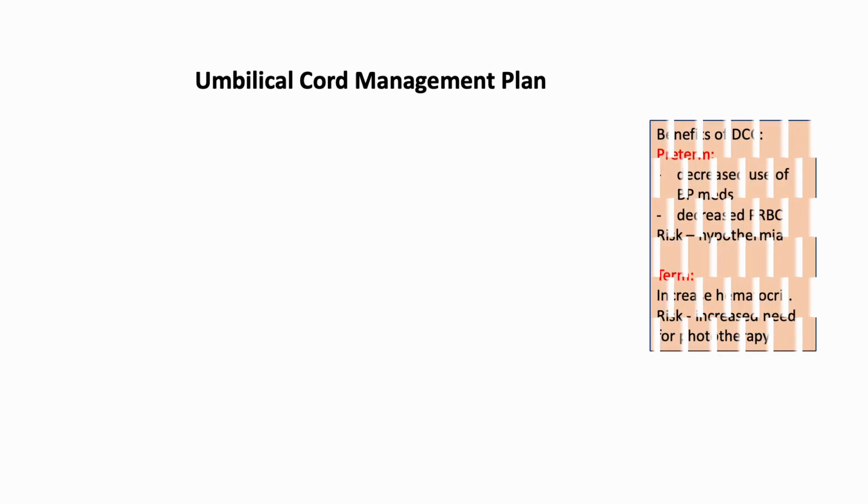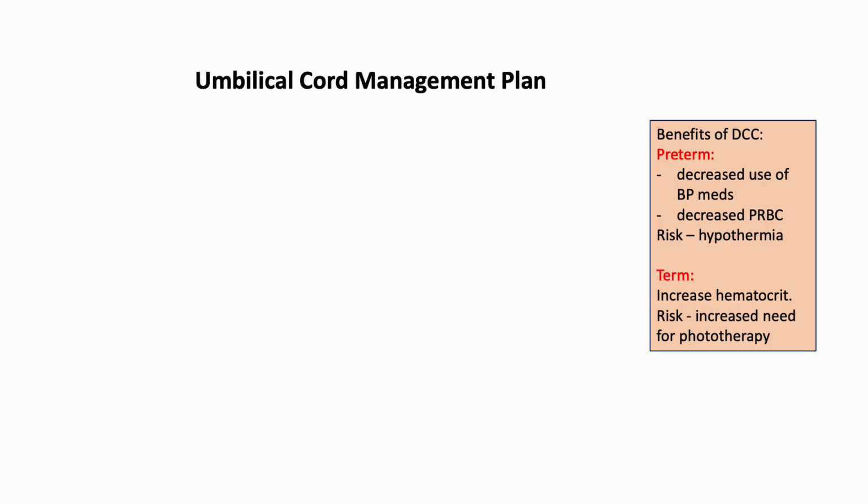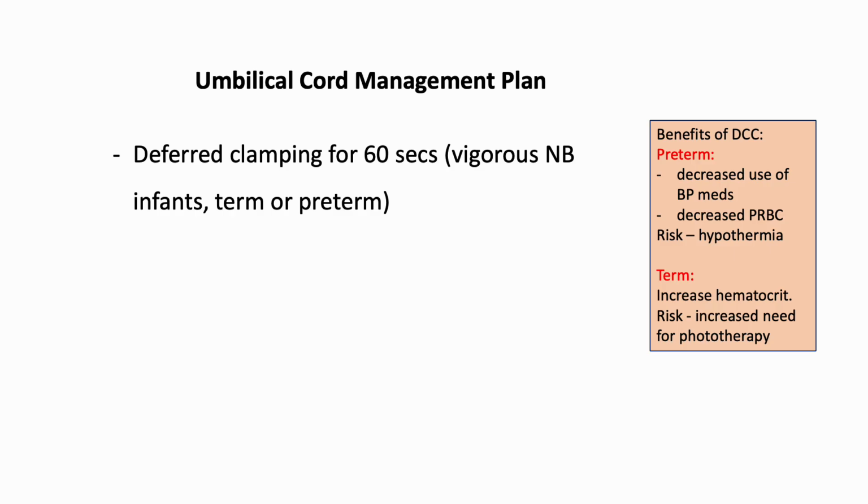First of all, why do we do that? The benefits in a preterm infant are that it has been shown to decrease the use of blood pressure medication and of course the need for blood transfusions. But the risk is hypothermia. The longer you keep the baby away from the warmer, the baby could be at risk of hypothermia. So you have to weigh the risks and benefits. In term babies, it has been shown that hematocrit is increased, and because of the increased hematocrit, there is an increased need for phototherapy. But again, the basic idea is you want the benefit of this placental blood to be transported to the baby by deferring the umbilical cord clamping.